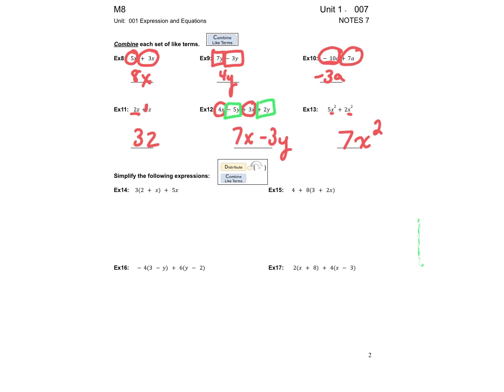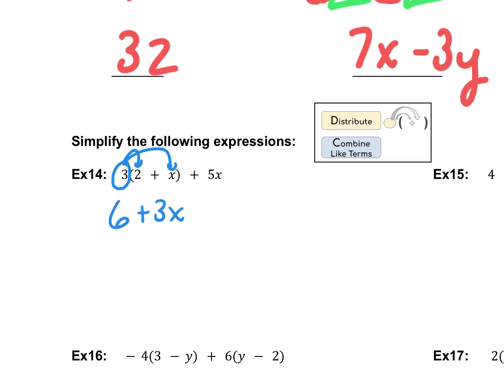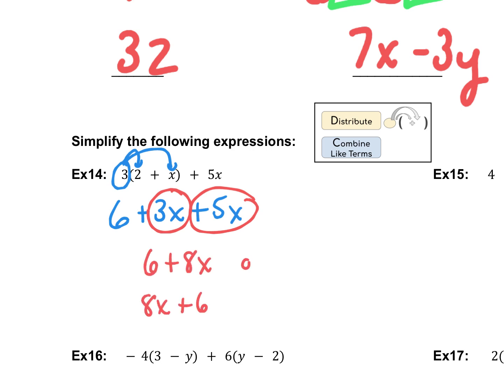The next section adds one more step onto it. You want to distribute first and then combine like terms. I'm going to highlight this. This is a 3, so we're going to distribute first. 3 times 2 is 6, plus 3x, plus 5y. Then you're going to combine like terms. So it's 6 plus 8x, or if you write it 8x plus 6, either one is fine.